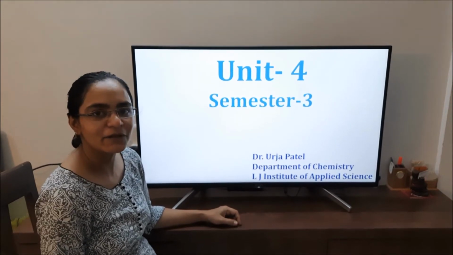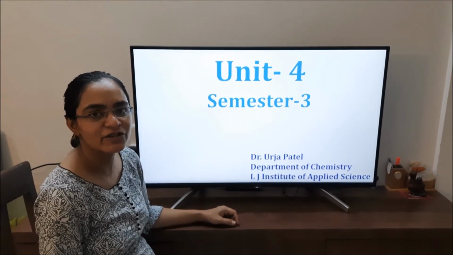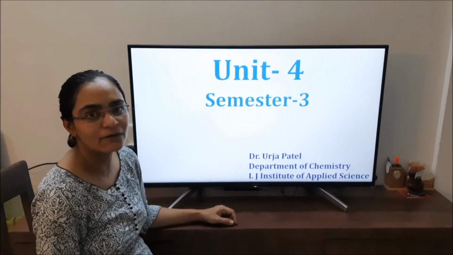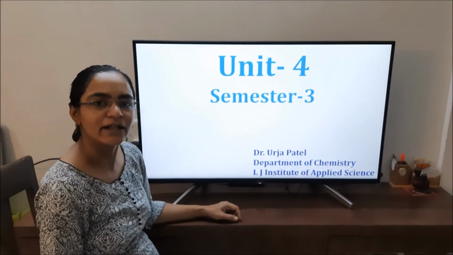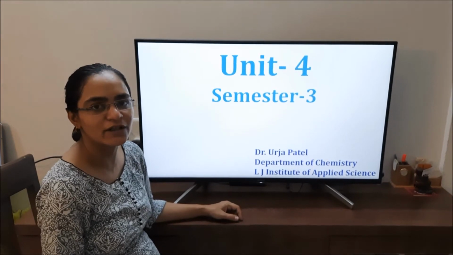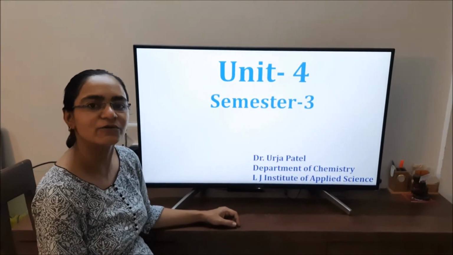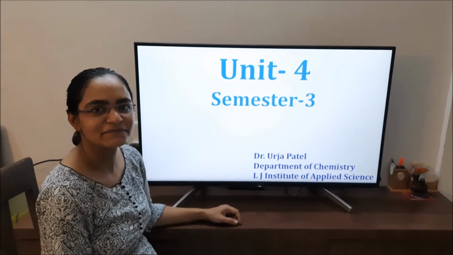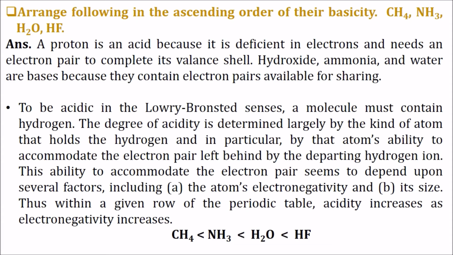In the last video we discussed the question and answers of Unit 4 of Chemistry 201. In this video we are discussing another new question according to the syllabus of Gujarat University. First question is: arrange the following in the ascending order of their basicity. The compounds are methane, ammonia, water and hydrogen fluoride.